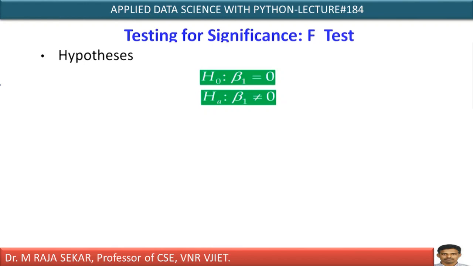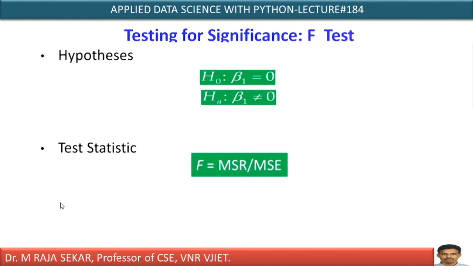F test. An ANOVA is a specific type of procedure that produces an F statistic because it tests the ratio between systematic variance and error variance. Here also, whenever the number of independent variables is more, you can go for the F test. This is a generic method for testing. The F test is a generic method for testing beta 1 equal to 0. What is my F value? MSR by MSE.